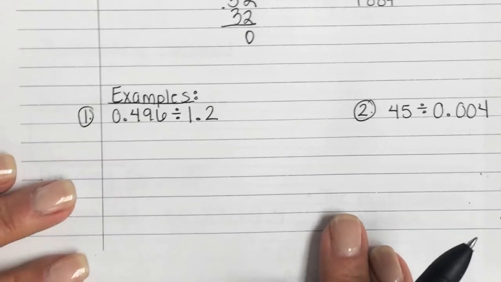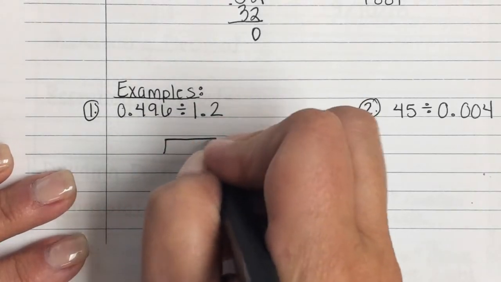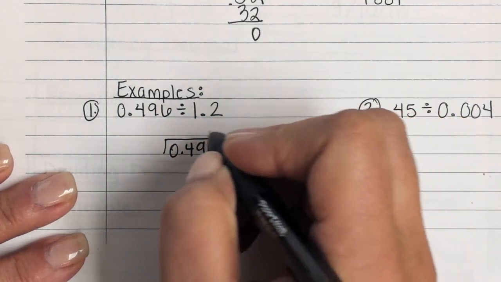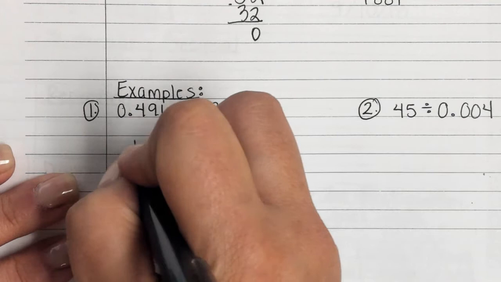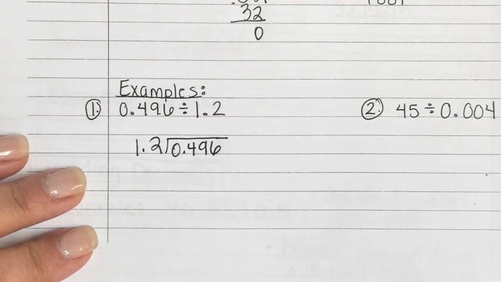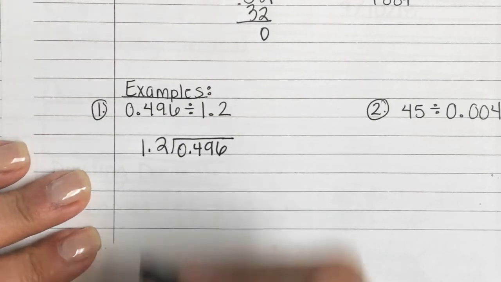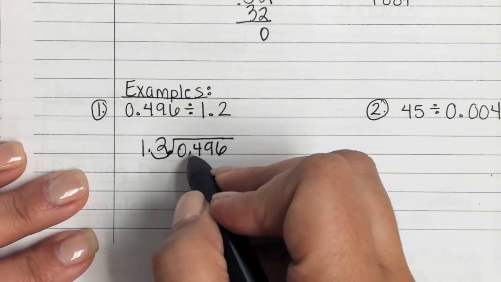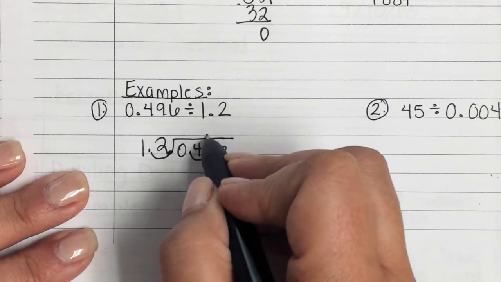Here we go. This time we have 496 thousandths divided by 1 and 2 tenths. So I've got to get rid of the decimal in my divisor. How many places do I move it? Once to the right. So how many places do I move this? 1. So I bring my decimal up.